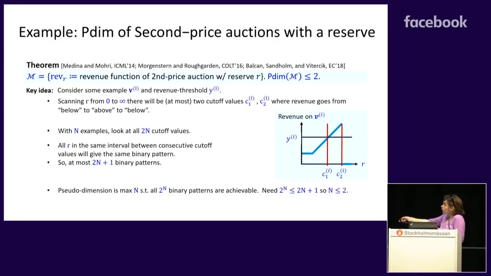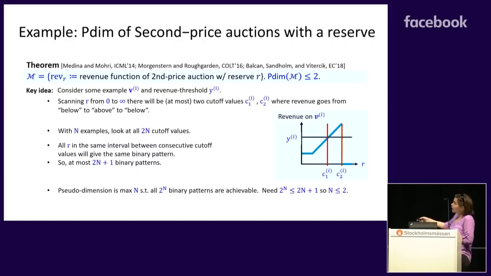Because I just argued that given n samples, at most 2n plus 1 binary patterns are achievable. And when I solve this little inequality, I can show that n is at most 2. So that was a quick proof of why the pseudo dimension of the class of second price auctions with reserve prices is only a constant.